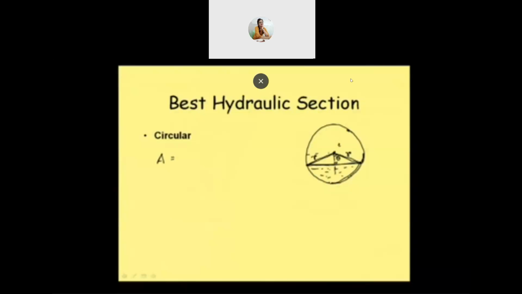And for this sector, we know from our very basic geometry that it will be theta into r square. But from that theta into r square, we will have to deduct this triangular portion. And for this triangular portion, what will be the length that we can have? This is r, and this is theta. So what is this length?